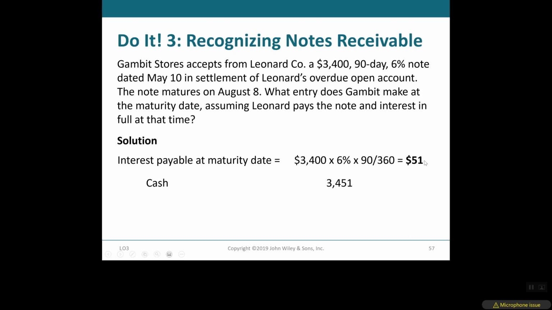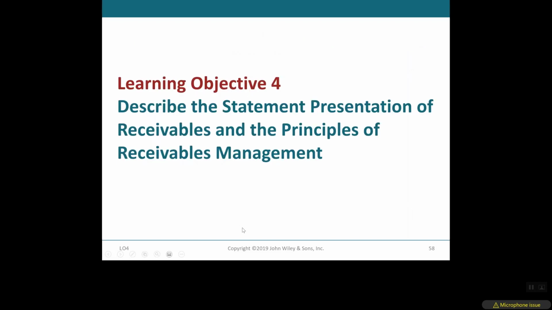Adding our $51 to the 3,400. And then notes receivable is 3,400. And then our interest revenue is what? 51. Increase in cash, reduction in notes receivable, and increase in interest revenue.